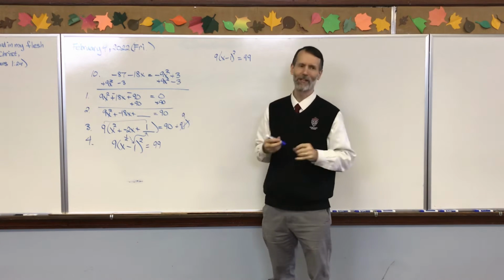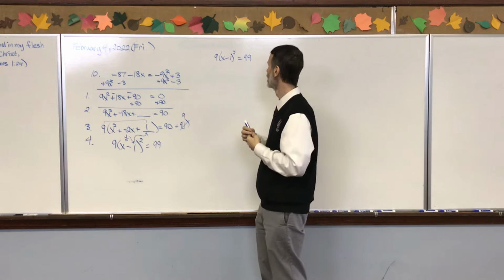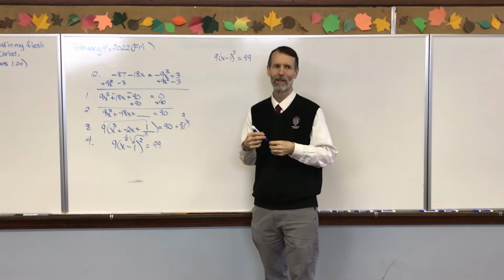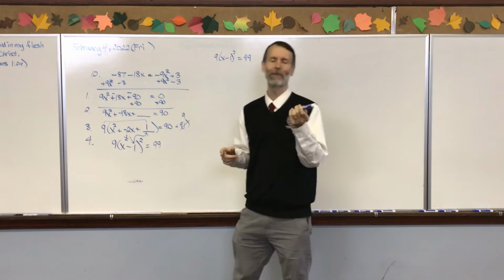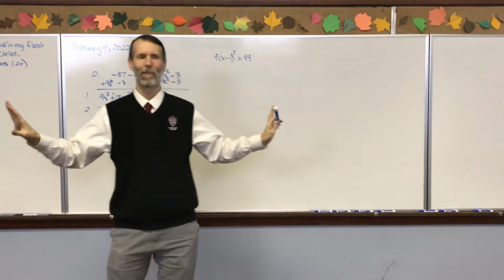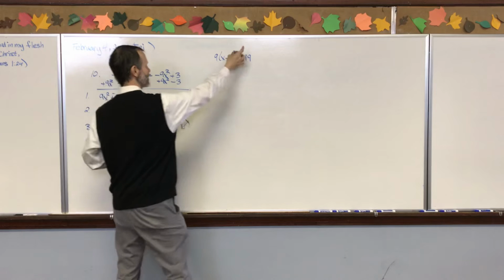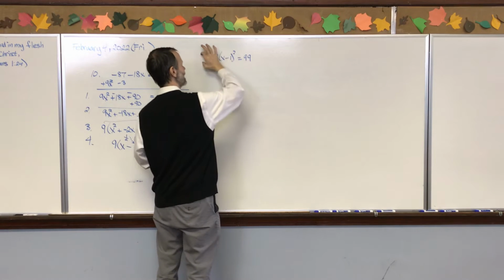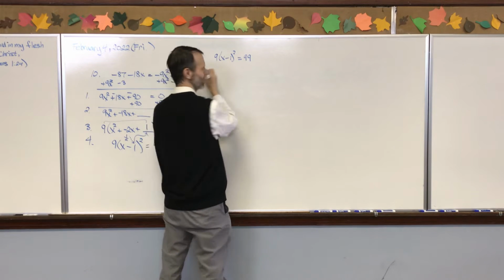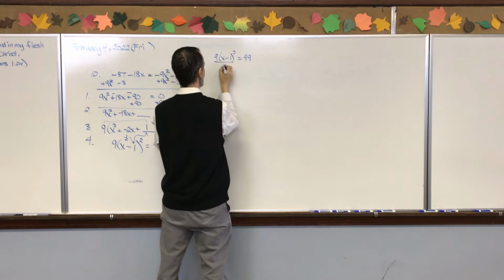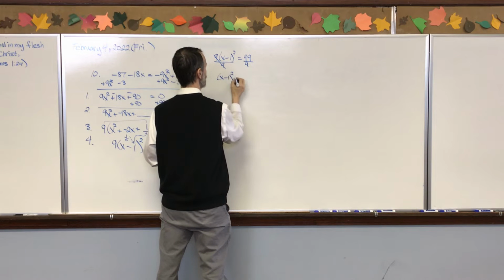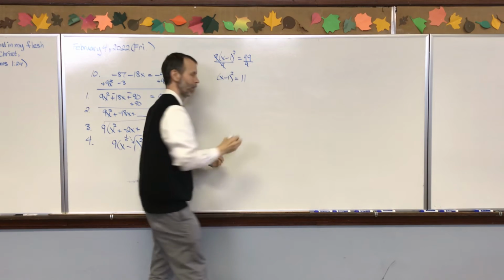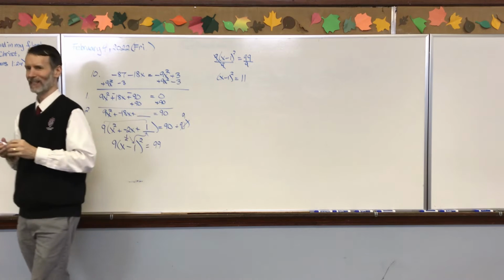What do you do to get x by itself? What do you get rid of first? Sorry? I'd love to, but there's something further away. The 9. The exponent is sitting on its head. 9 is actually further out. So how do you get rid of the 9? Divide both sides by 9. Right. What do you get so far? Cancel. X minus 1 squared equals 9 or 11. 11. Good. What do you do to get rid of that next layer?